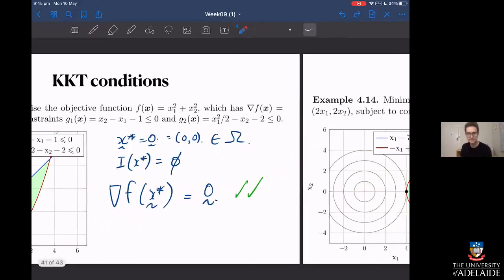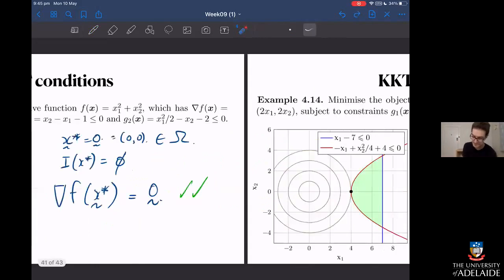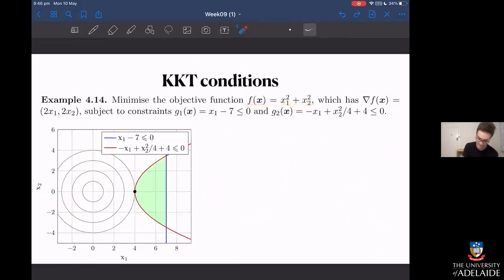So here's one slightly different. I'm still minimizing the same objective function, and so we've got some level curves of that objective function here. The global minimum is of course still at the origin. But now I want to find the minimizer subject to the constraint that I have to be in this green region, my convex set, over here to the right. So of course the minimizer is going to be at this point here, at 4, 0.